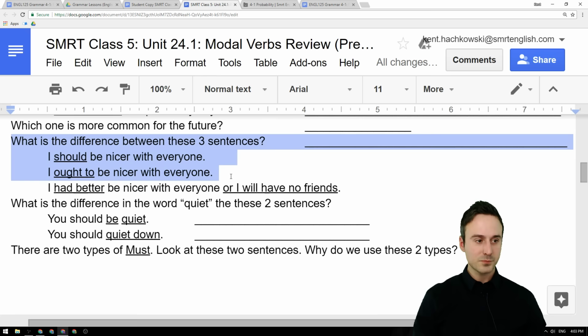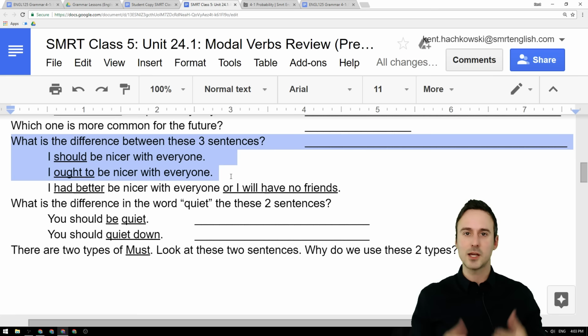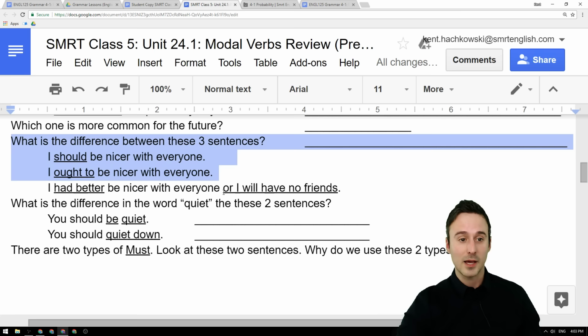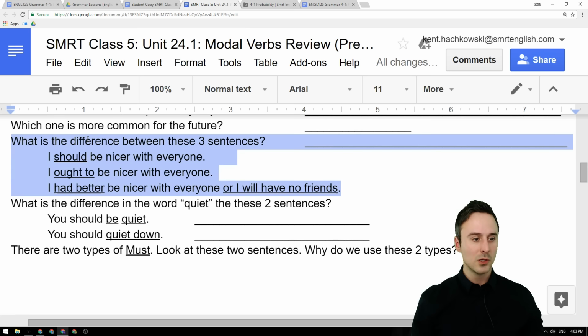So these ones are not obligations, Lolly. You can think of these as advice, like it's a good idea. It's not a really strong one like an obligation might be, but it's like it's a good idea, like you should study hard, you should be nice with everyone, and everyone will be nice to you. Now, look at this one here. So if number one and number two are better.